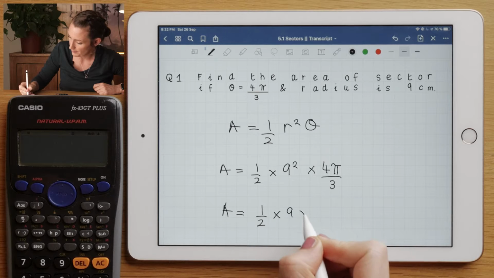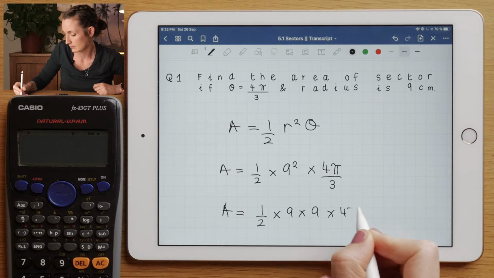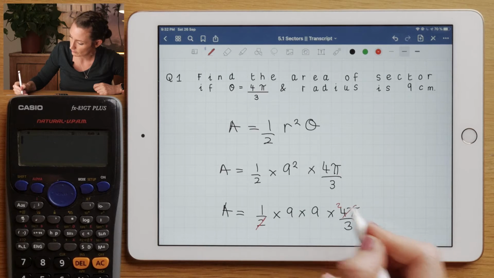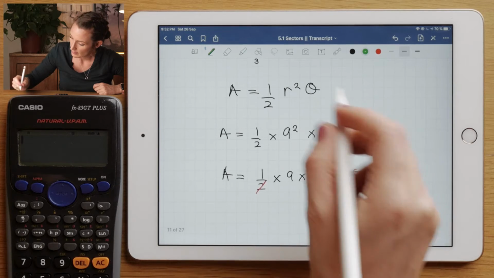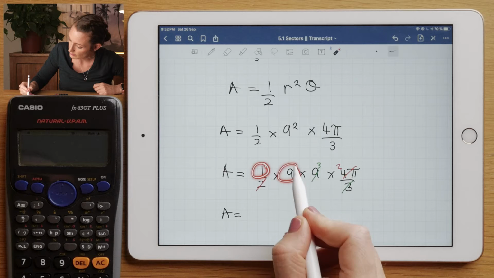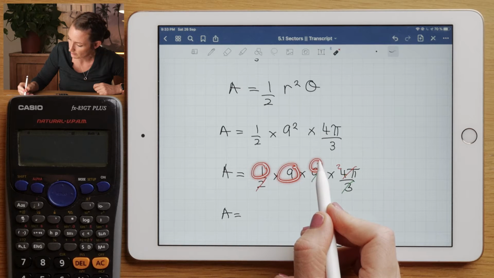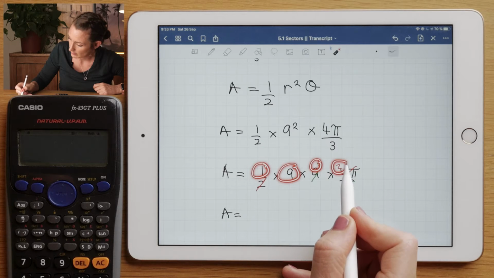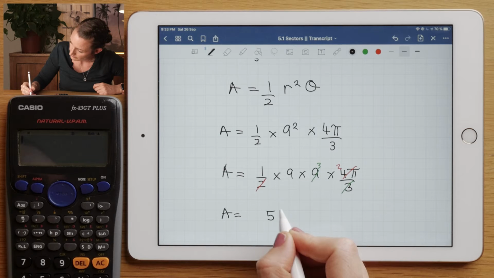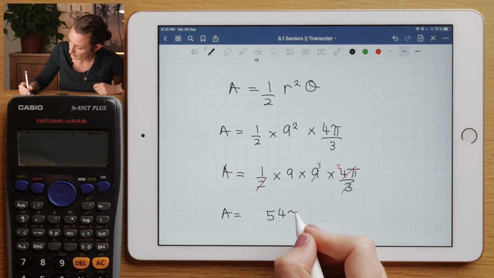If you're cancelling it down, you can see that 2 and 4 will cancel, and that 3 can cancel with one of the 9s. That leaves you with, on the top of the fraction, 1 times 9 times 3, which is 27, times 2, 27 times 2, 54. And on the bottom, there's nothing left.